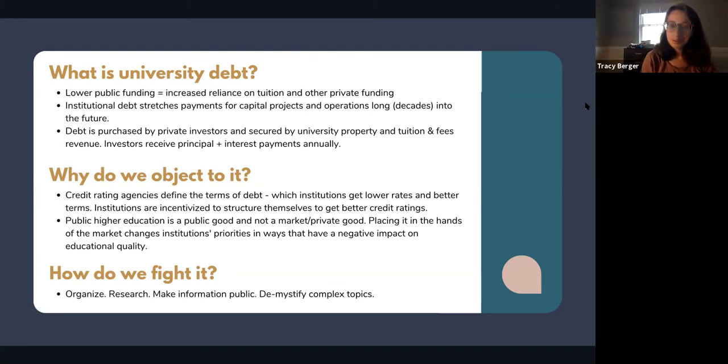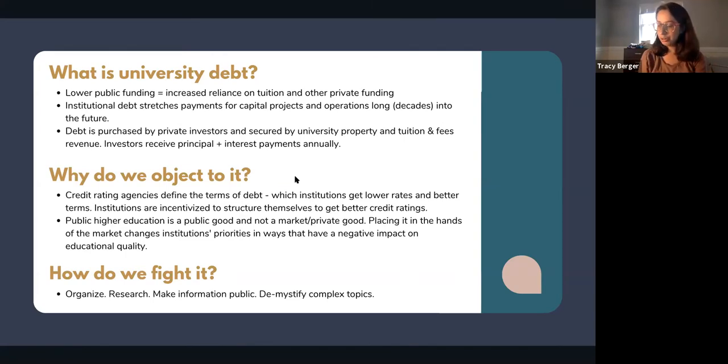I'm at the University of Colorado Boulder, and the University of Colorado has debt that stretches into the 2050s already. And that's for both principal and interest. As part of their 2020 restructuring, they stretched it even further into the future to lower their payments today, but have payments longer into the future. And a lot of universities have been doing that.